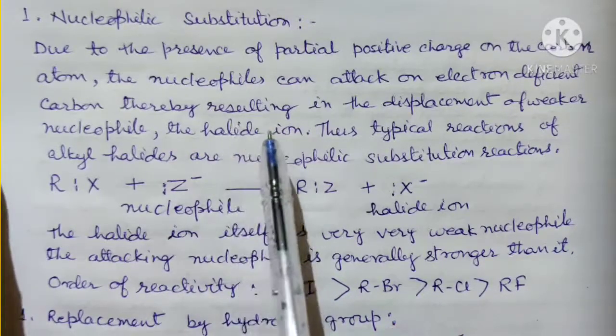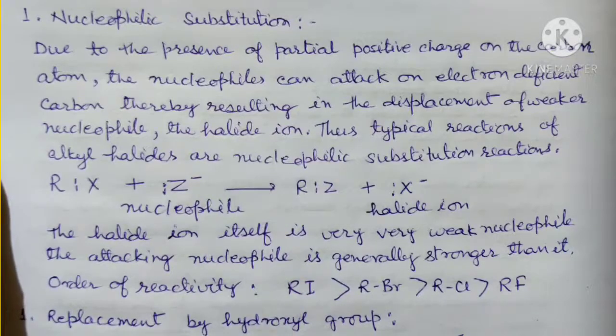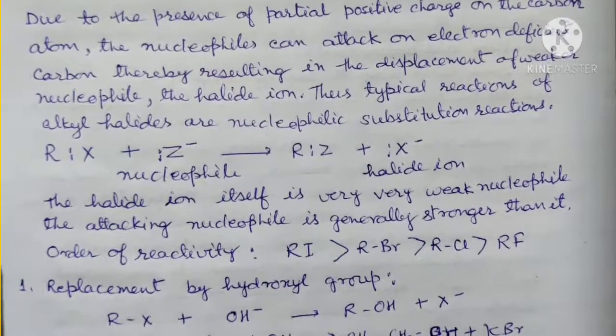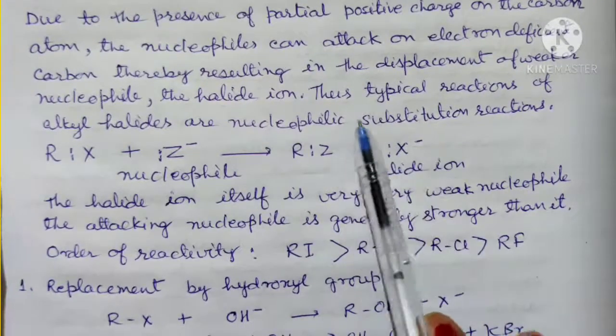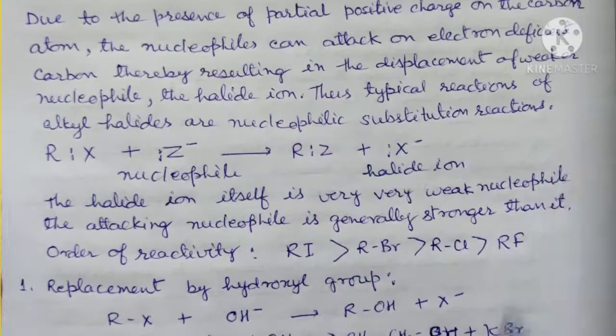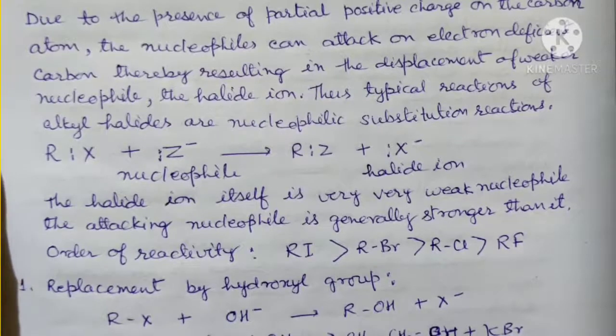For nucleophilic substitution, we can write the definition. In the nucleophilic substitution reaction, a strong nucleophile substitutes a weak nucleophile. In haloalkane, the halogen is a weak nucleophile, so it can be easily replaced by another strong nucleophile. Thus, typical reactions of alkyl halides are nucleophilic substitution reactions. So the main reactions of the haloalkane are substitution reactions.